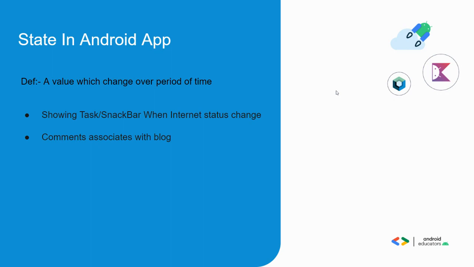Second is the comments associated with a blog. Let's say you have written a blog and somebody commented. It's one comment for now, right? If a second person also writes a comment, your list of comments gets updated. So that's also a kind of state, right? The size of your list gets updated. So you have to understand this is state that can change at any period of time. Don't think about variables or classes, just think like this: anything that can change over a period of time, it could be a class, it could be a variable. That's what state is.